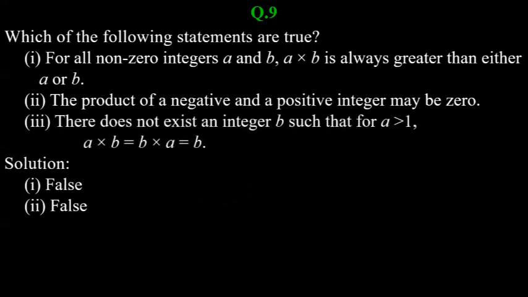Then next, there does not exist an integer b such that for a greater than 1, a into b equals to b into a equals to b. Think about the examples first and then answer. Remember, all such questions, if you are facing any problem, you will be able to solve with some examples. Consider a few numbers and always consider both negative, both positive, one negative. Okay? So these three will cover all conditions, both negative, both positive, one negative, one positive.